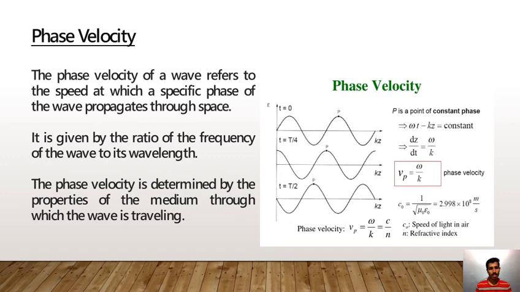Phase velocity. The phase velocity of a wave refers to the speed at which a specific phase of the wave propagates through space. It is given by the ratio of frequency of the wave to its wavelength. The phase velocity is determined by properties of the medium through which the wave is traveling.